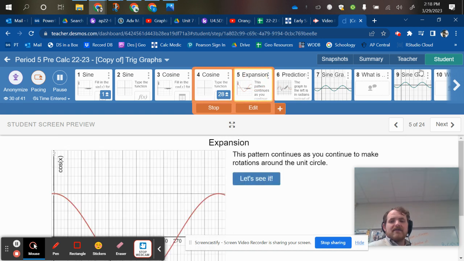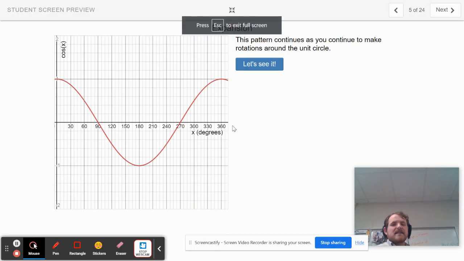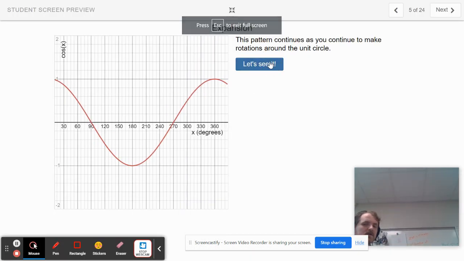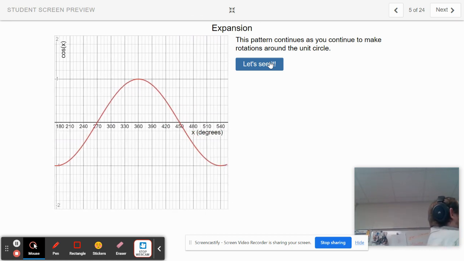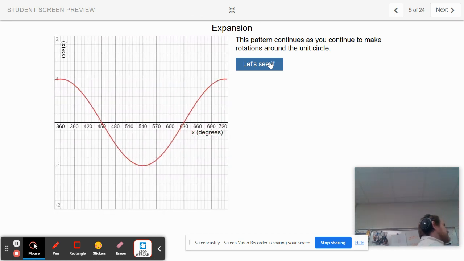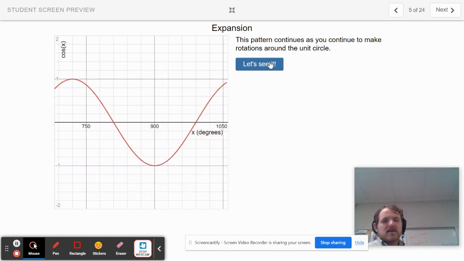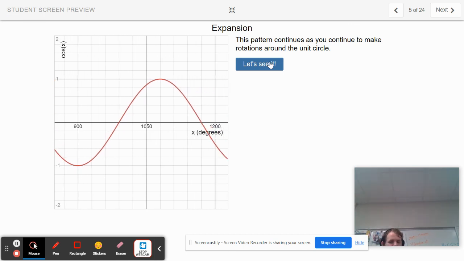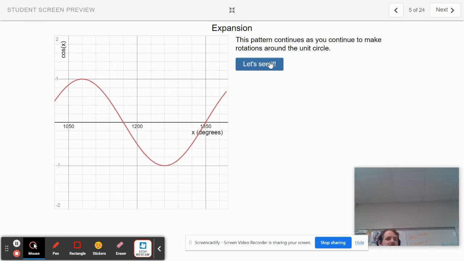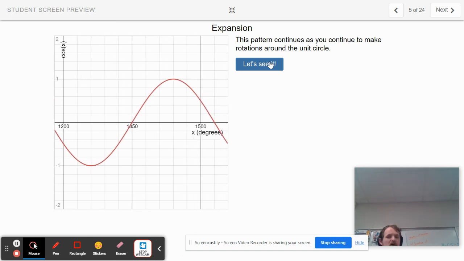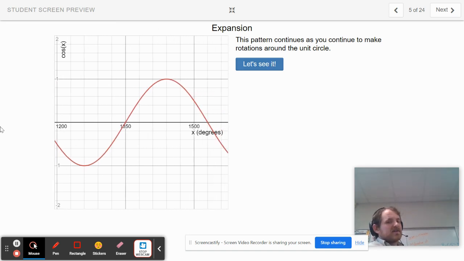If we go to slide 5, it says the pattern continues as you continue to make rotations around the circle. So again, the pattern never stops because we're just going around and around the circle. So if I did stop it, whenever it stops, it should stop soon. I think it stops at like 1500. 360 times some number is going to get me really, really close to one of these numbers out here. Either right before 1200, at 1350, or after 1500 there. Because again, we're just going around and around the circle. That's why it makes that same shape forever.